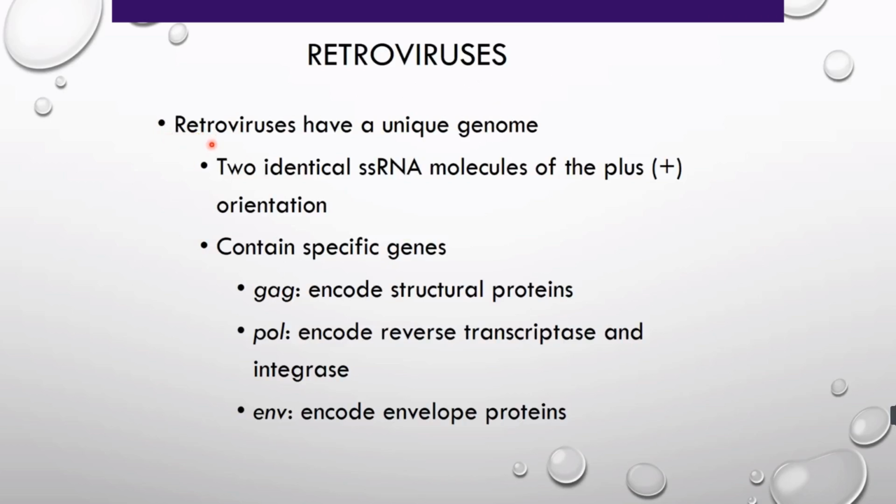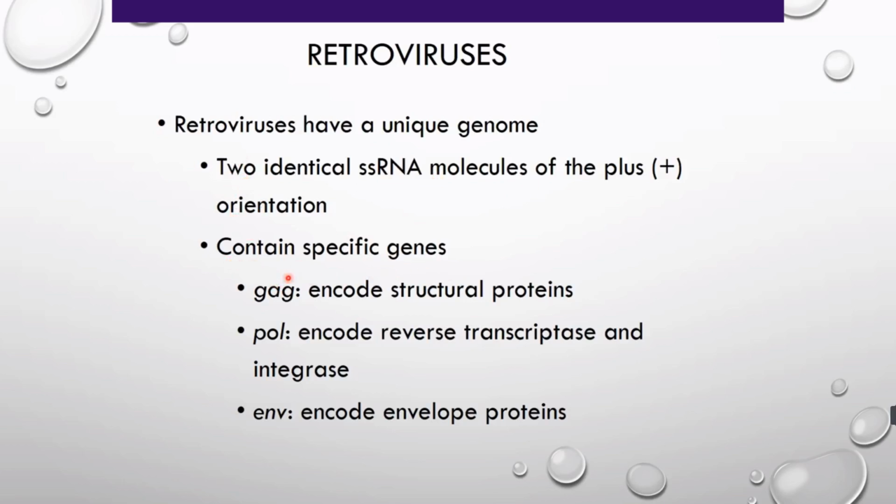Continuing on with retroviruses. So they have a unique genome. All retroviruses, for some reason, have 2 identical copies of this single-stranded RNA. This could be energetically favorable in terms of how this virus actually functions. I'll leave all that till we get to the next lecture, then we can talk about that. It does contain specific genes.